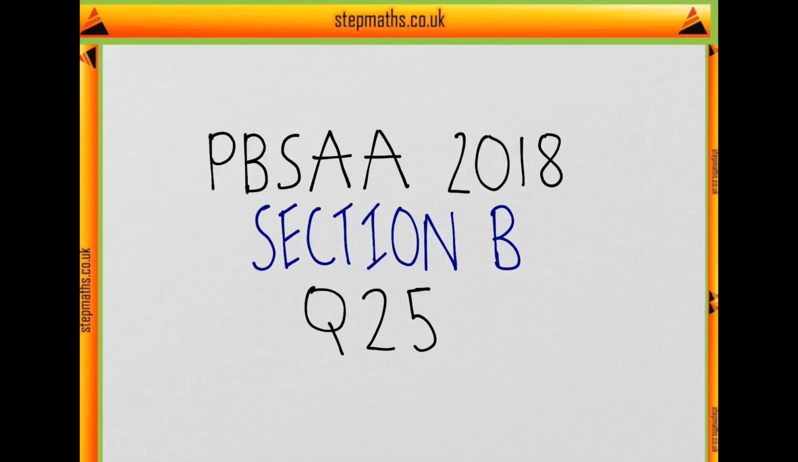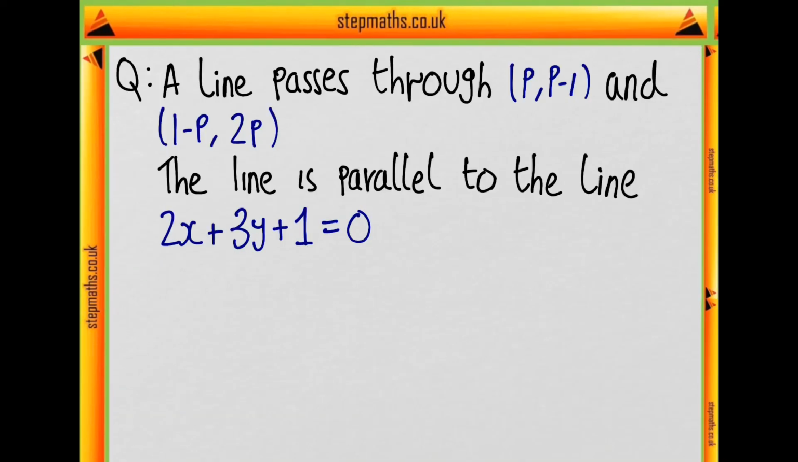This is question 25 from section B of the 2018 PBSAA paper. In this question, we're given a line and told it passes through the points (p, p minus 1) and (1 minus p, 2p), where p is some parameter. And we're told the line is parallel to the line given by the equation 2x plus 3y plus 1 equals 0. What we're asked to do is find p.